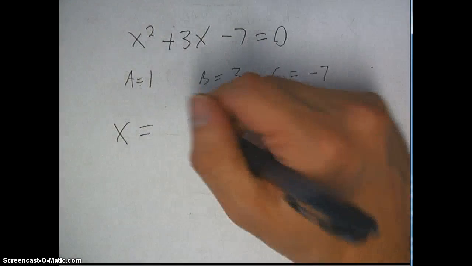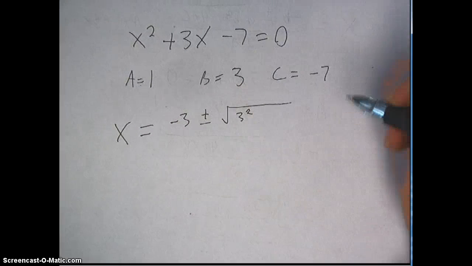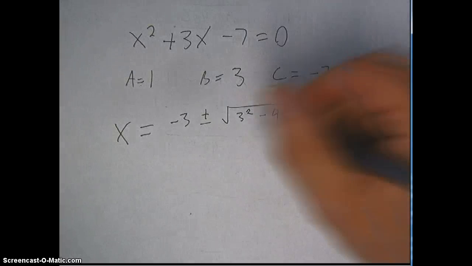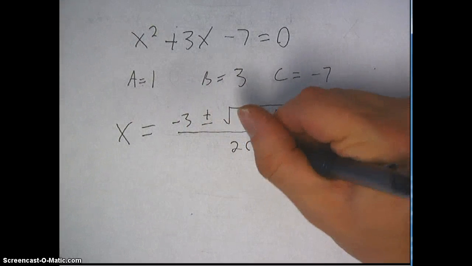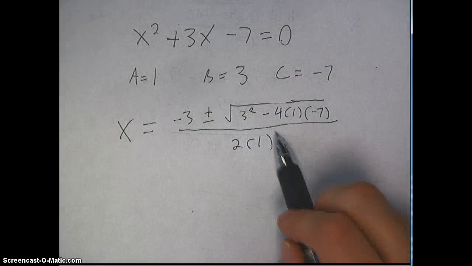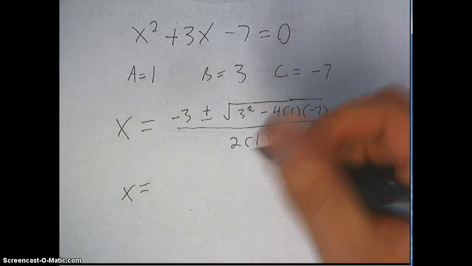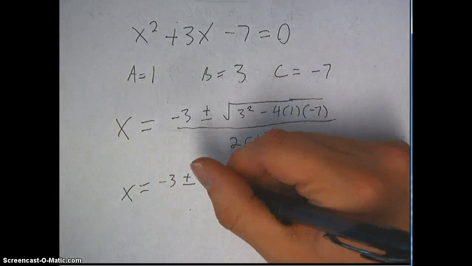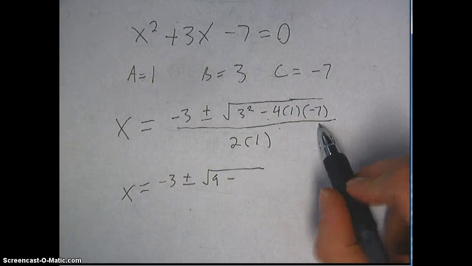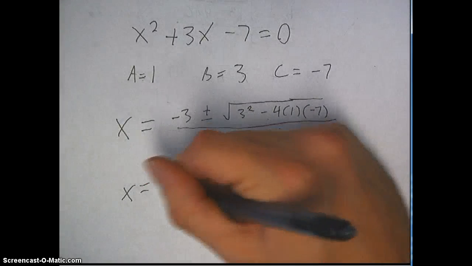So you start with -b, -3, plus and minus the square root of b squared, that's 3 squared, minus 4 times a, which is 1, times c, which is -7, all divided by 2 times a, or 2 times 1. -b plus and minus the square root of b squared minus 4ac, all divided by 2a. Memorize it. And then simplify. -3 plus and minus the square root, 3 squared is 9, minus 4 times -7, well that's just positive 28, all divided by 2.